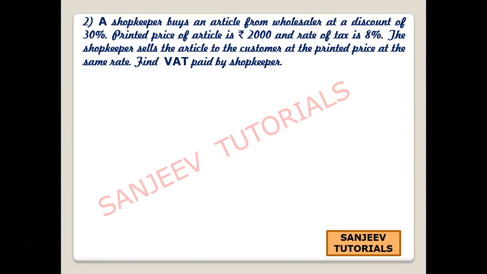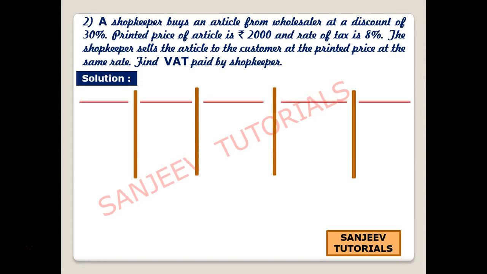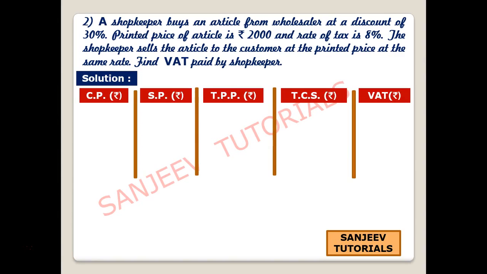Like the previous sum, here again I would prefer a tabular method comprising 5 columns: cost price, selling price, tax paid on purchase, tax collected on sale, and the last column represents VAT. In this sum, printed price of the article is rupees 2000, but please note the shopkeeper is not going to buy the article for rupees 2000. He has got a discount of 30% on the printed price.